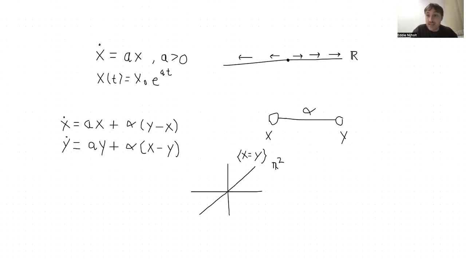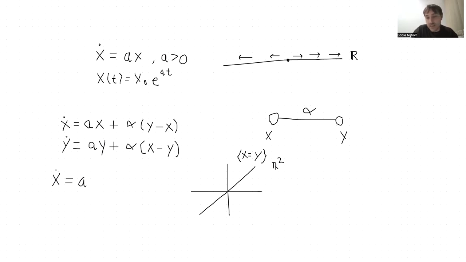You plug in x is equal to y, and you try to see if the equations for x are then also the same as the equations for y. Because if they're not, then you're going to walk off. But if they are, then you will always stay in this line. And indeed, if you plug in x equal to y, then you will just get exactly the same equation for both the x variable and the y variable, because this will be 0. So you will just get x dot is a times x. And similarly, of course, y dot is a times y.